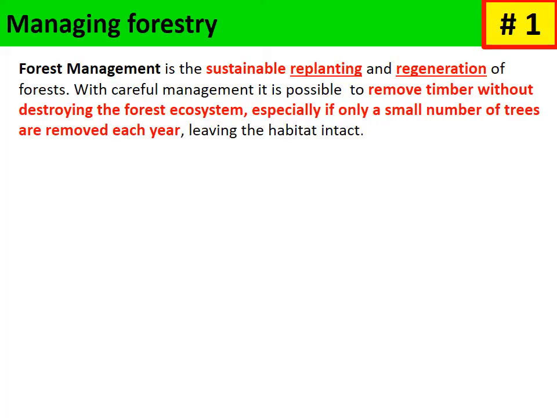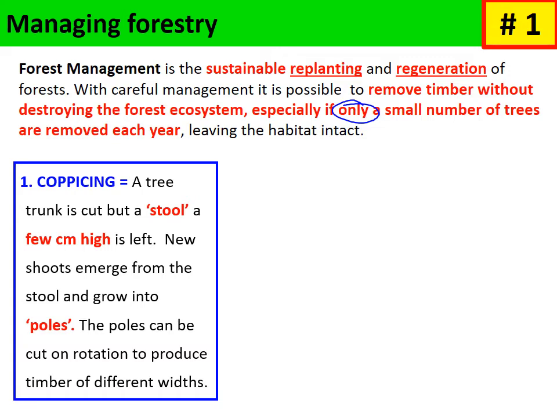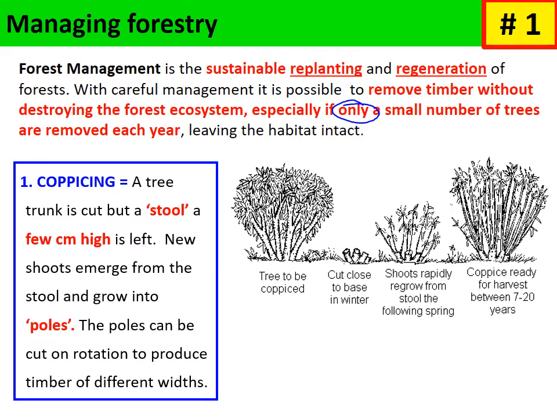Now, forest management is, as we've just mentioned, the sustainable replanting and regeneration of forests. So with careful management, it is possible to remove timber without this irreversible damage to the ecosystem of the forest. And that's obviously especially true if only a small number of trees are actually removed each year. So coppicing is the first method we're going to talk about. And if we look at the pictures, what we do is we cut down these trees near to the surface of the earth, and that leaves what's called a stump or a stool in the earth. So we don't completely remove the whole of the tree.